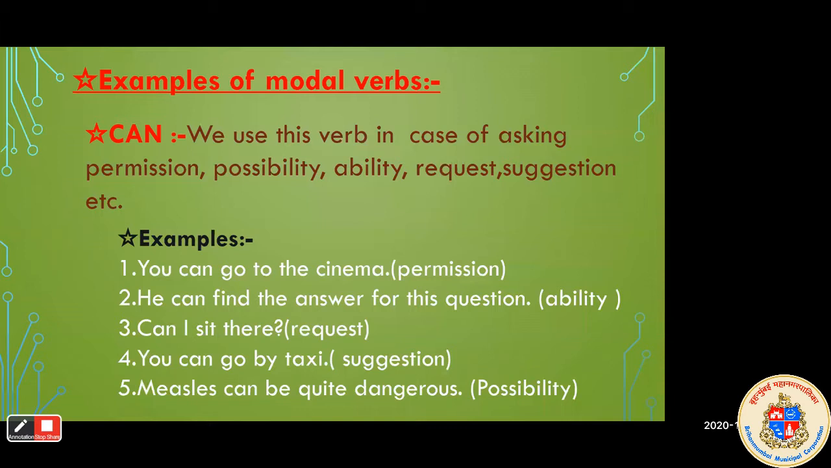In the fourth, you can go by taxi. Here also the word is used to give a suggestion to someone. In the last sentence, possibility is mentioned. Missiles can be quite dangerous. Can be quite dangerous means it is showing the possibility. In this way we have to use these words in sentences. The next is could.